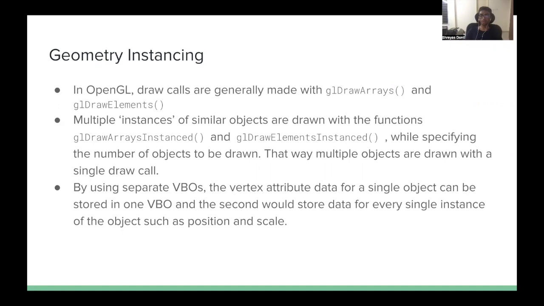So by using separate vertex buffer objects, the vertex attribute data for a single object and its dimensions can be stored in one vertex buffer object. And the second vertex buffer object will store the data for every individual instance of the object, such as the position and scale of each object. For example, going back to our previous scene, which is the patches of grass, the dimensions and color of the grass patch can be stored in one vertex buffer object. And via geometry instancing, a second vertex buffer object will store the individual positions for each and every one of these grass patches, and that data can be transmitted using geometry instancing.